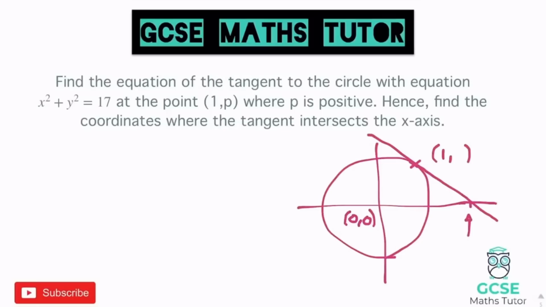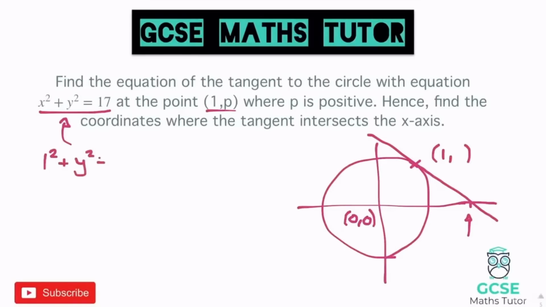So let's have a think about this. Now we can't find the gradient of the radius unless we know that coordinate there. So we can use this equation of the circle to find that coordinate. As we looked at with equations of circles, if this is definitely on the circumference of the circle, then it has to balance within that equation. So if we sub this coordinate into the equation, let's see what we get. 1 squared is 1 plus y squared, which we don't know. We could call it p squared if we want.